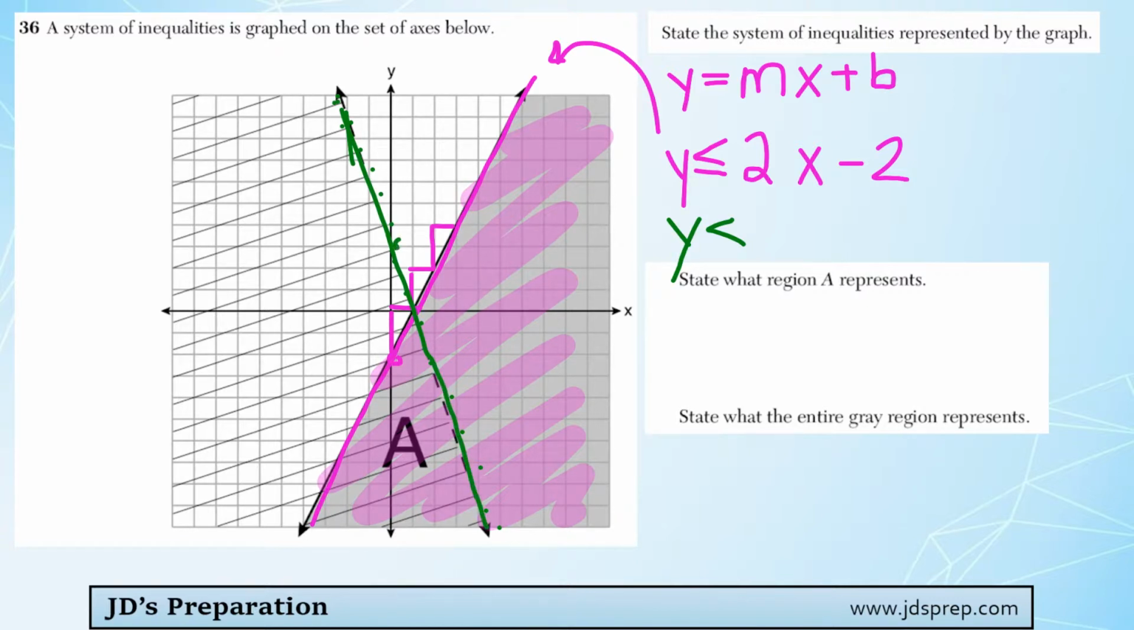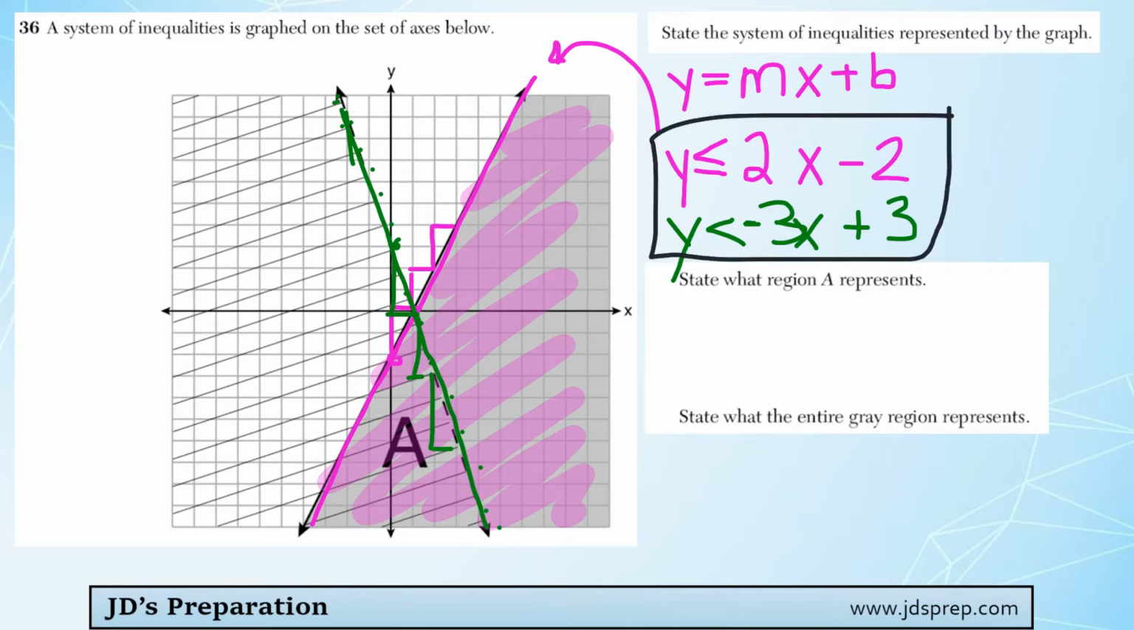We can see that the y-intercept is at 3, positive 3, so it's going to be plus 3 here. And our slope is going to be negative because it's moving downwards. And let's see here, it's moving down 3, 1 to the right, down 3, 1 to the right, down 3, 1 to the right. So that means our slope is -3 over 1, or just -3. So these two inequalities represent the system of inequalities represented by the graph.